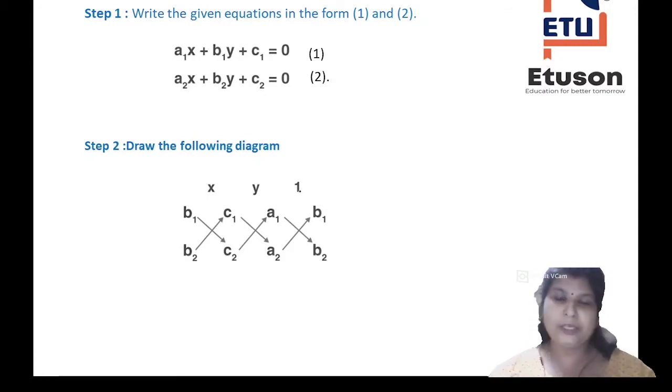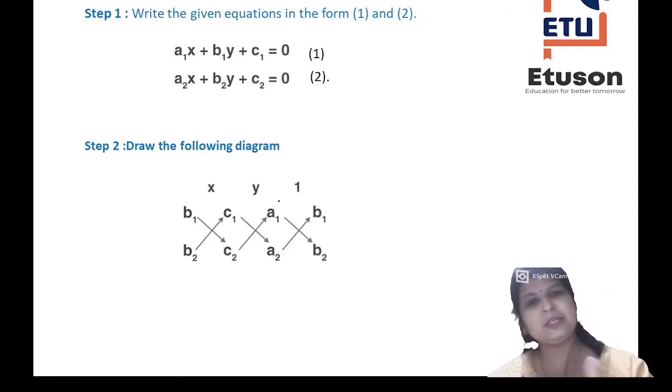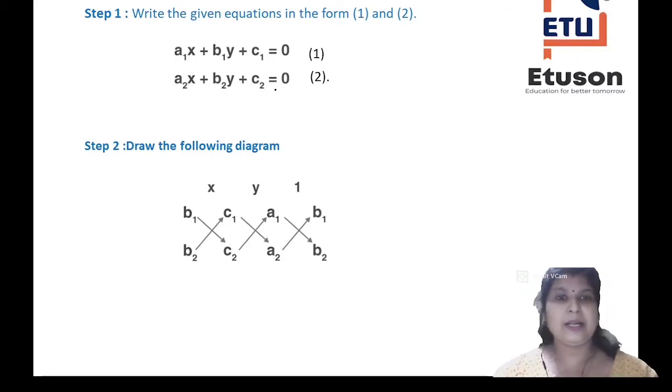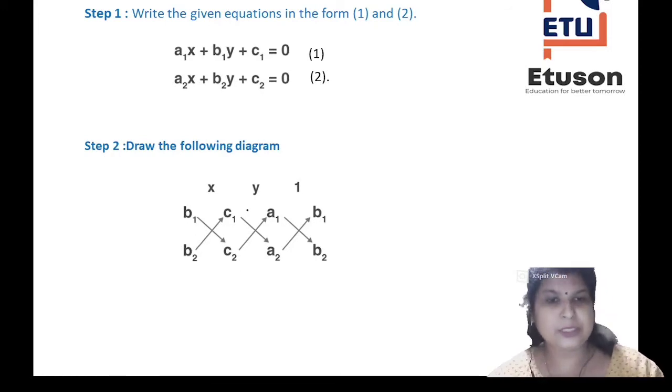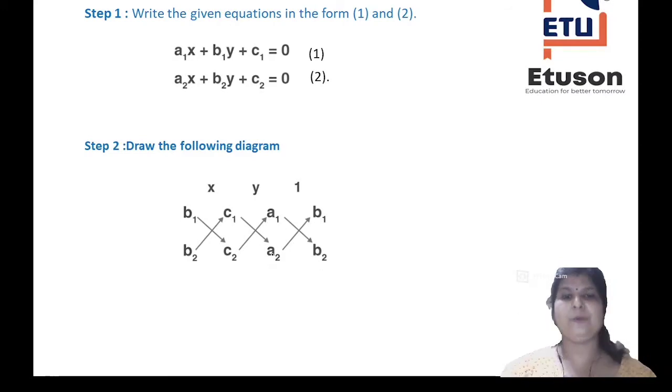Below that is a constant, and for representing the constant you write 1. So 1 and the coefficients of the variables, a1 and b1. This is for the first equation, and for the second equation you write b2, c2, a2, b2. Now you are going to cross multiply, that is why the arrow is given. So b1 into c2, b2 into c1, c1 into a2, c2 into a1, a1 into b2, a2 into b1. You have to draw this diagram.